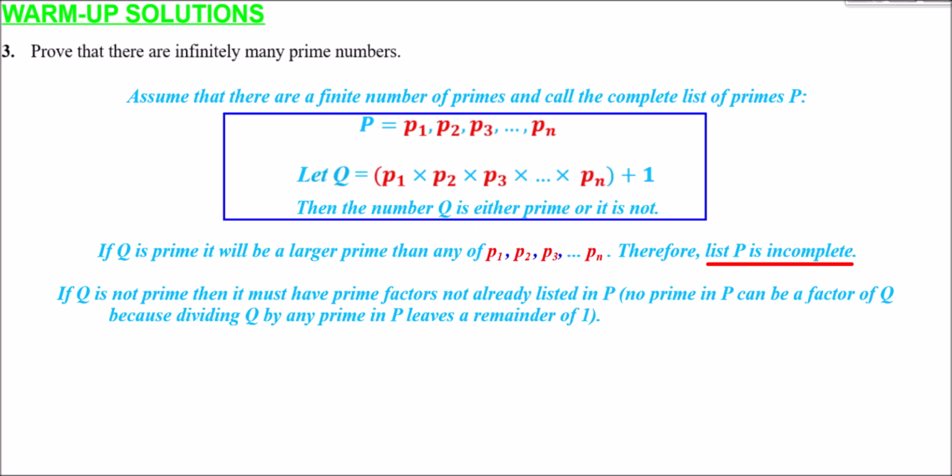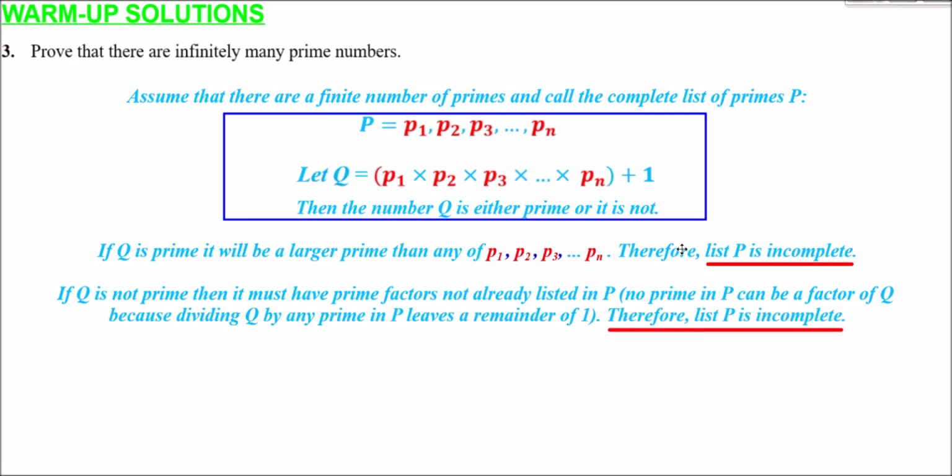So imagine dividing Q, for example, by one of the primes in here, let's say P1. That would obviously leave a remainder of 1, as would dividing by any other prime in the list P. So therefore, if Q is not prime, then it's got to have some other prime factor dividing it other than the primes in this list. So therefore, once again, list P must be incomplete via that reasoning too.